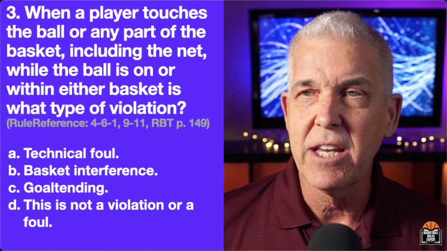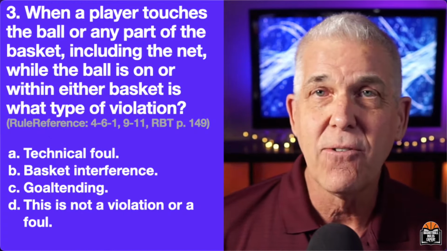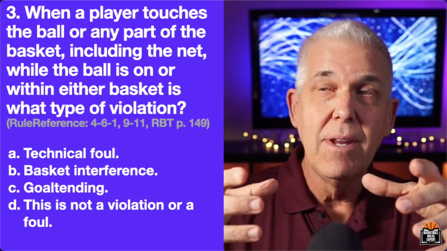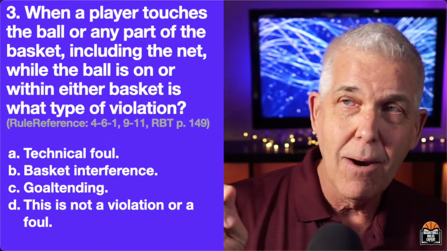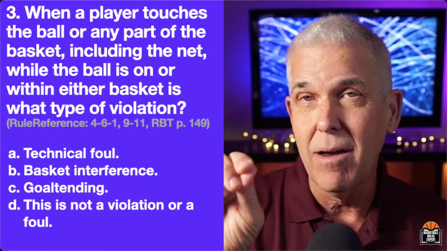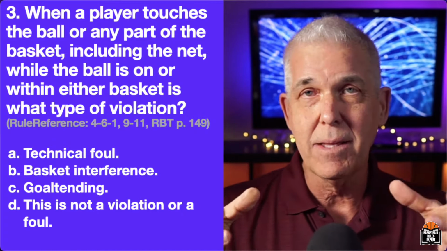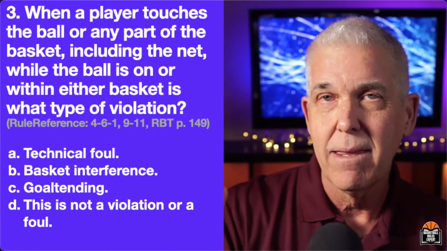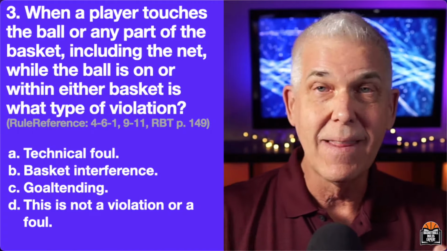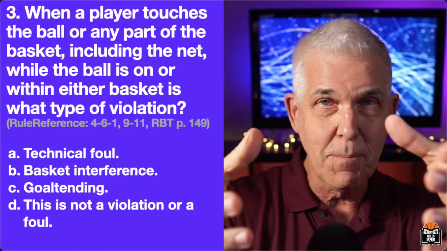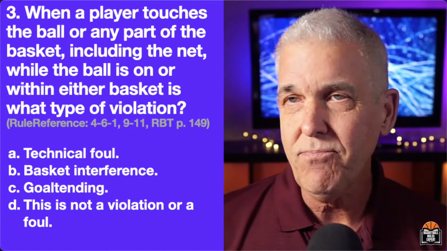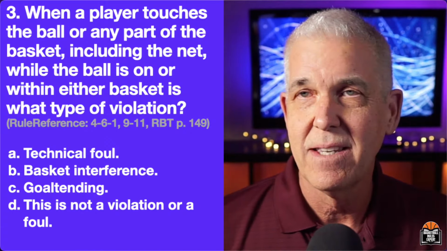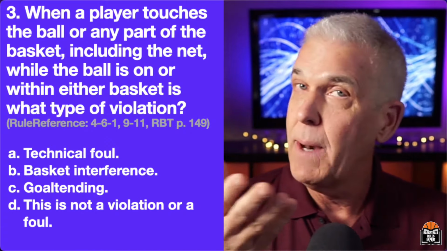But we get a little clarification here, and this is basket interference by rule. If we are touching the ball or any part of the basket while the ball is on or in the basket. So on the basket would be contacting the ring, sitting on the ring, touching the ring, and within would be a ball that has entered the basket but has yet to pass through. So our correct answer here would be B. This is a basket interference violation by rule by either team.